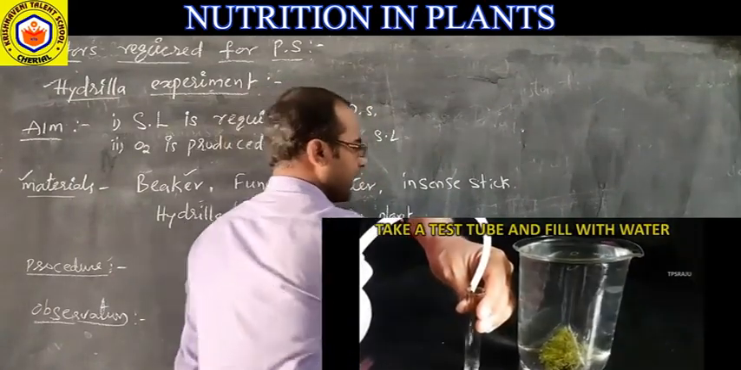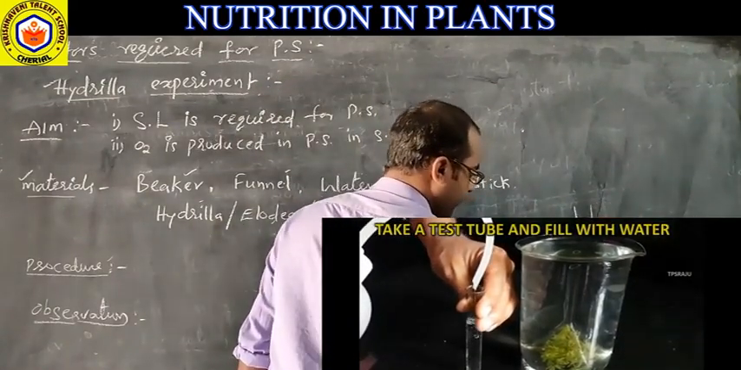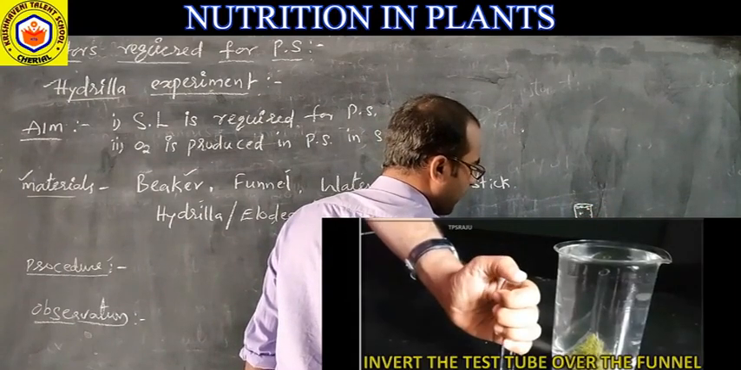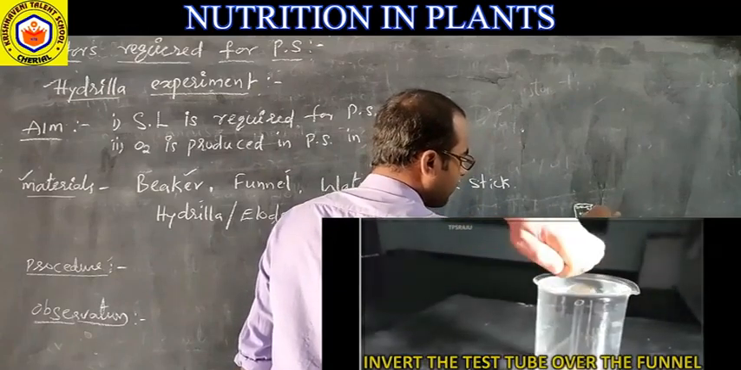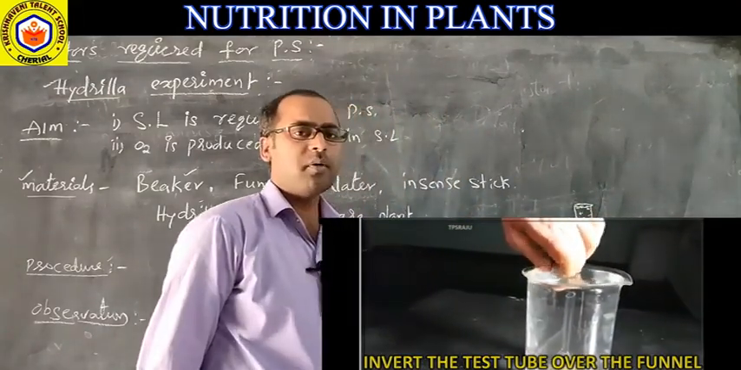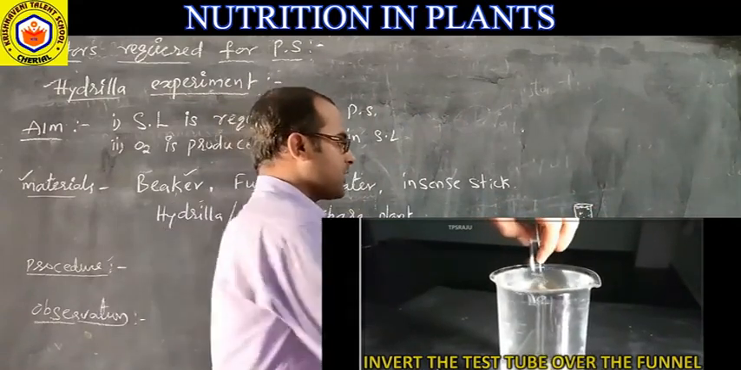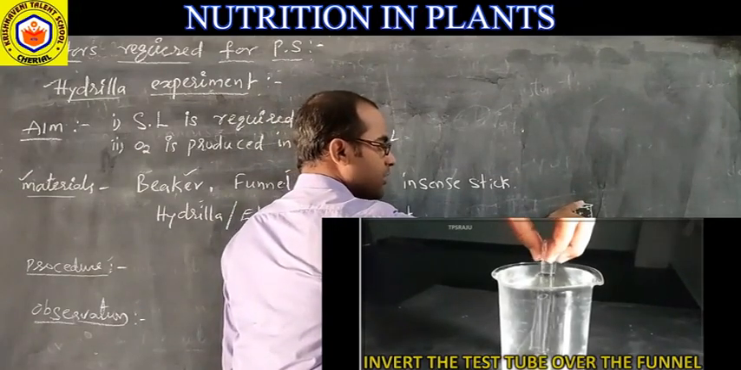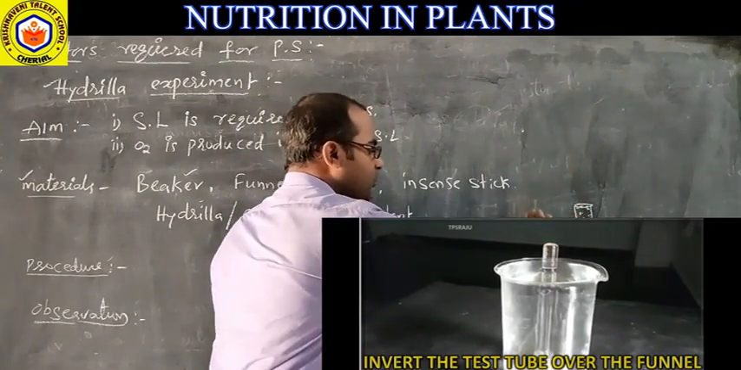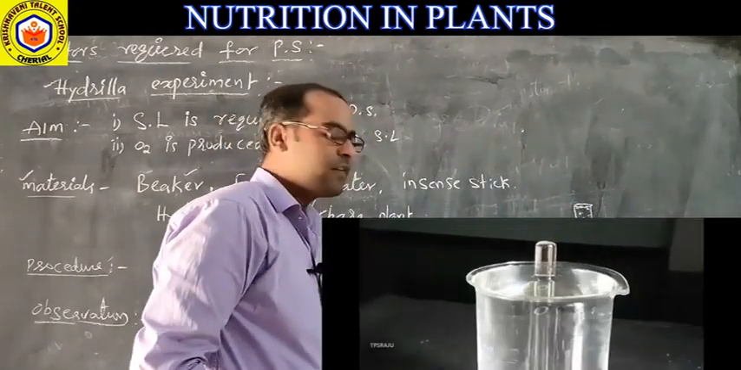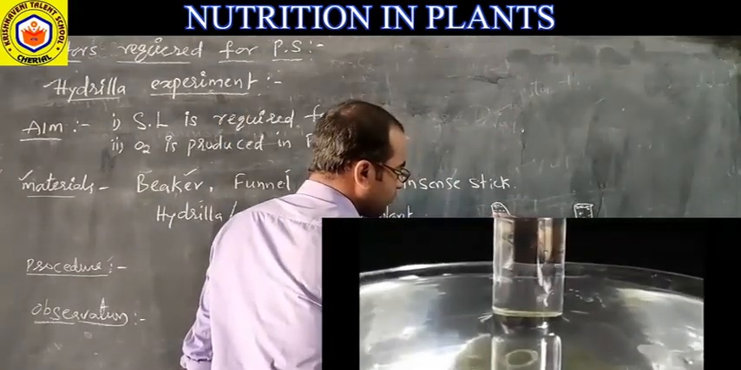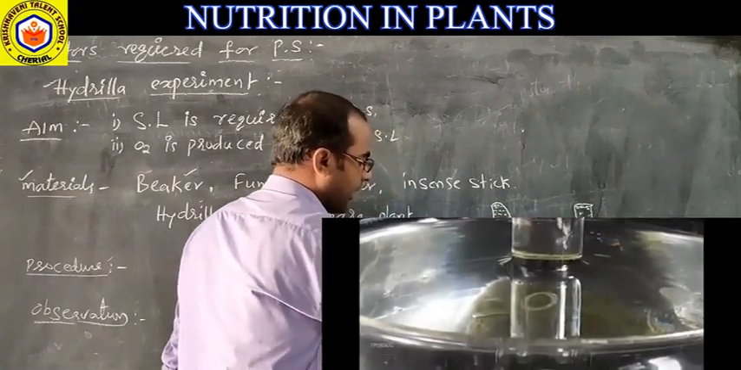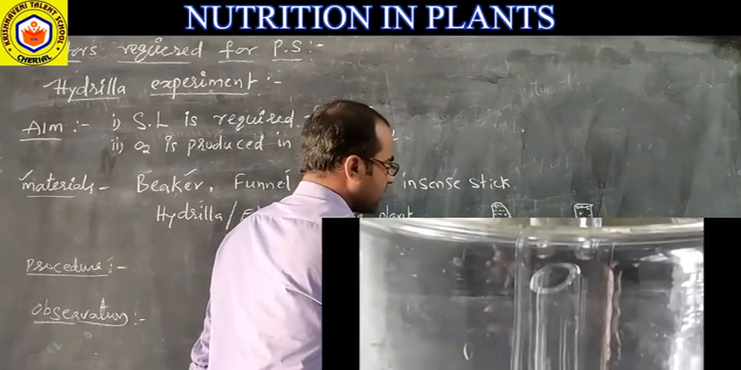And take a test tube and fill it with water completely up to the brim of the test tube. We have to fill the water and ensure that there is no water bubble inside the test tube. Take this test tube, holding it with the thumb, and invert the test tube onto the stem of the funnel, making sure that there is no air bubble present inside the test tube.